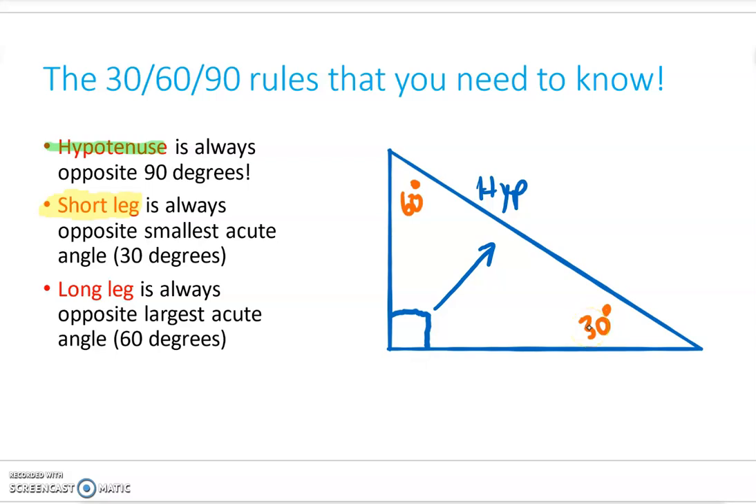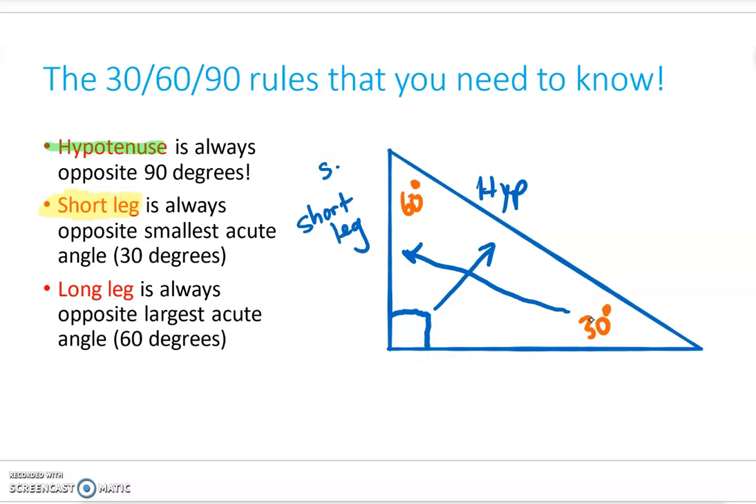We have a shorter leg and we have a longer leg. The shorter leg is always opposite the smallest angle. So 30 degrees is smaller than 60, right? The two acute angles. So the short leg is always opposite the smallest angle. So 30 degrees is there. Opposite that, we call that the short leg.